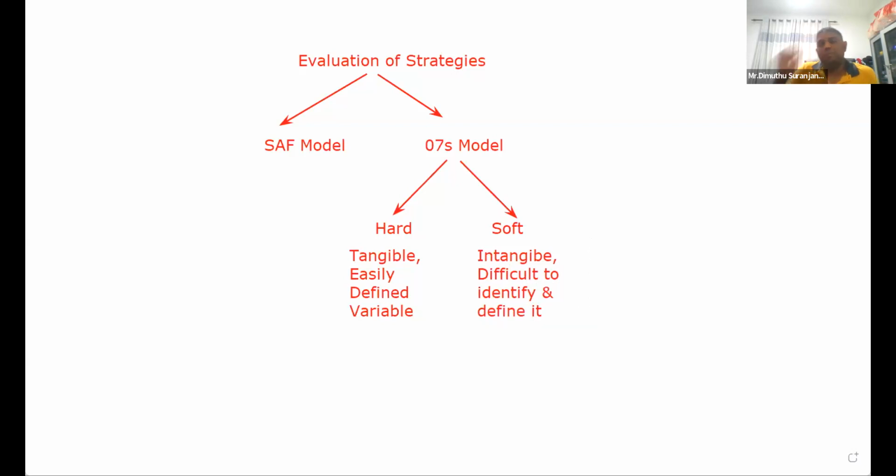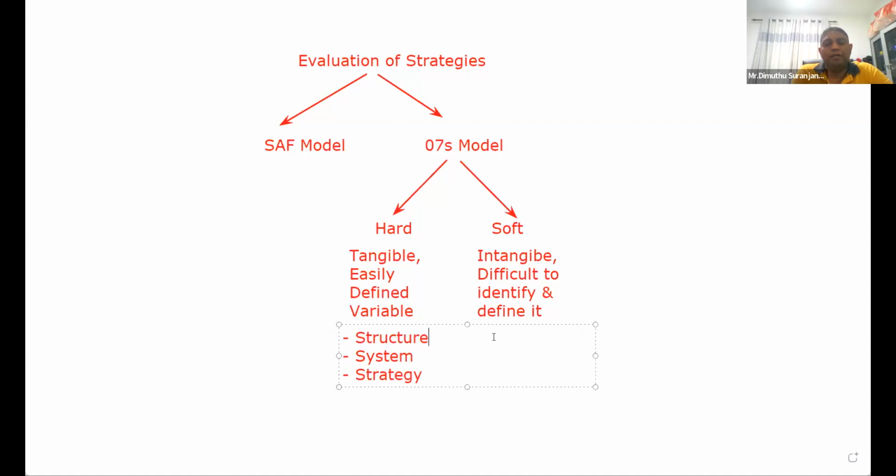So in the 7S model, how many hard elements do you remember? Can someone let me know? Four hard elements or three? Three hard elements, no? What are those? I will start from S, no? That's why it is called 7S. Structure, system, style, no? Style or strategy? Strategy, no? Right?